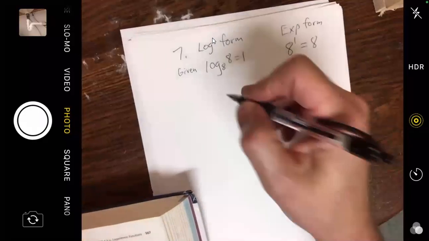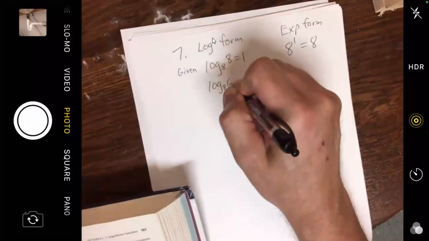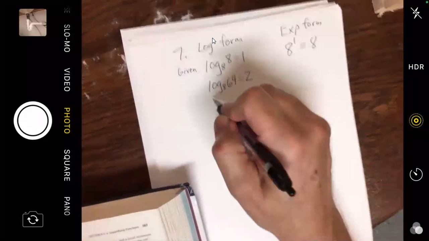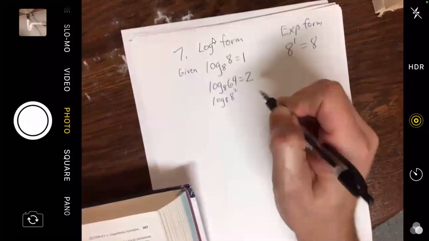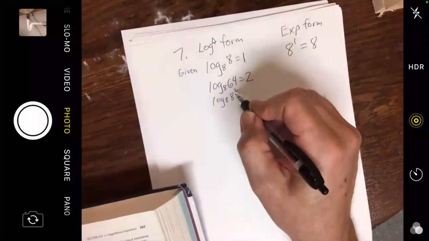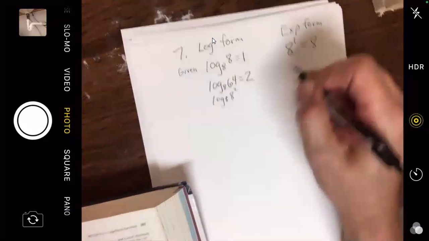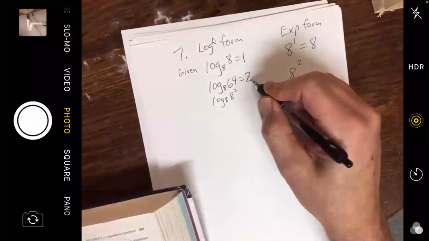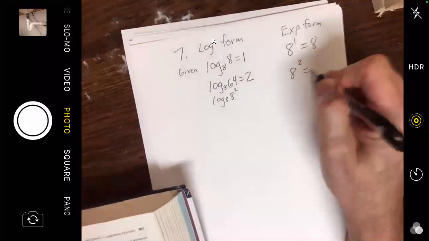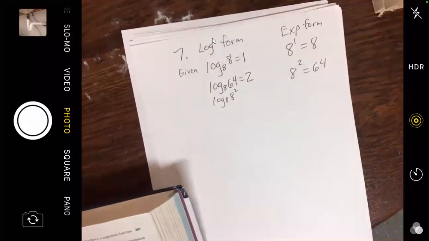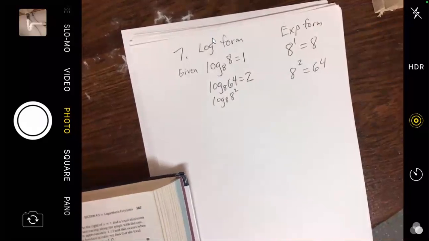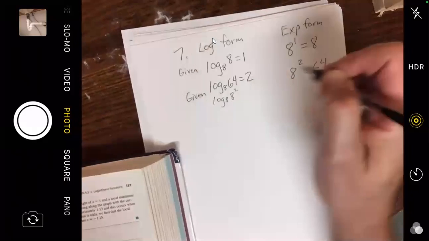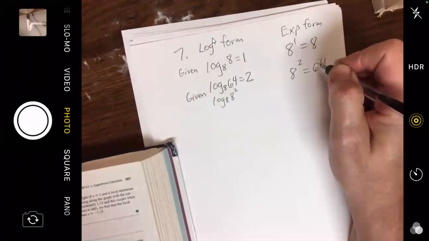Try one more. Log base 8 of 64 equals 2. Do you see where they're getting that? That's log base 8 of 8 squared. 64 is 8 squared. So the exponential form would go base 8 raised to the second power must equal 64. That is the slick way. All right, this was given too over here. You found this.